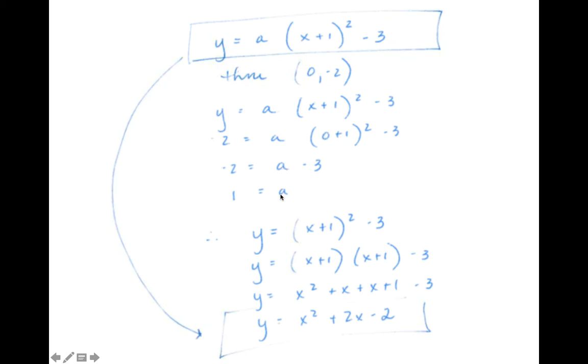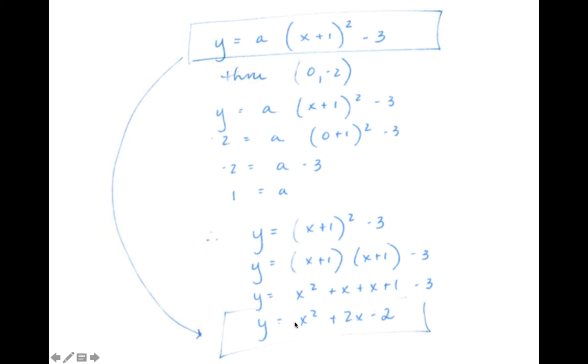So I plug in those numbers. And if I do my work, I find that A is just a 1. So my equation looks something like this. Now, this is not in the standard form yet, so I'm going to expand it. I'm going to do this squared. Then I FOIL everything, so I get x squared plus x plus x plus 1 minus 3. When I clean this up and put it in descending order, I end up with the following equation. This is the function in vertex form, and this is the function in standard form.